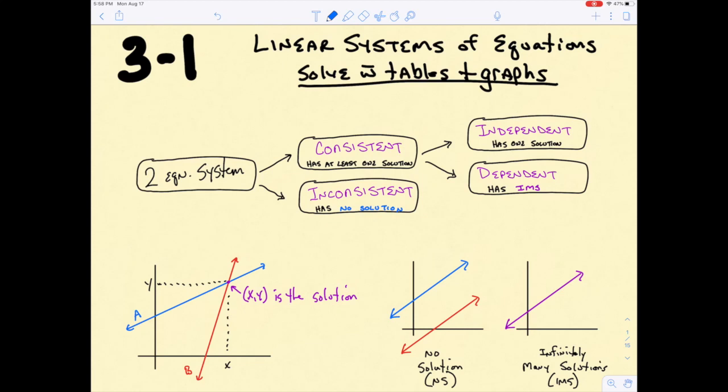SV Math Teach back again, this time introducing systems of equations. Now, if you're in Algebra 2, like I think you are, you know what a system of equations is. A little reminder of some phrasing.